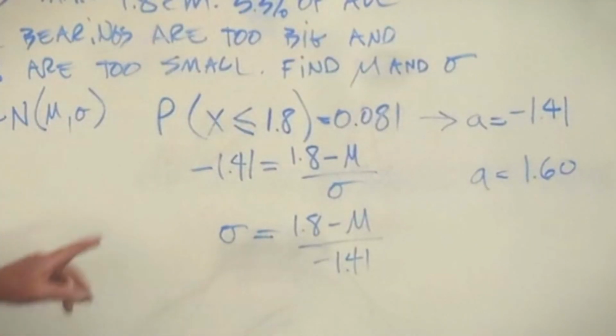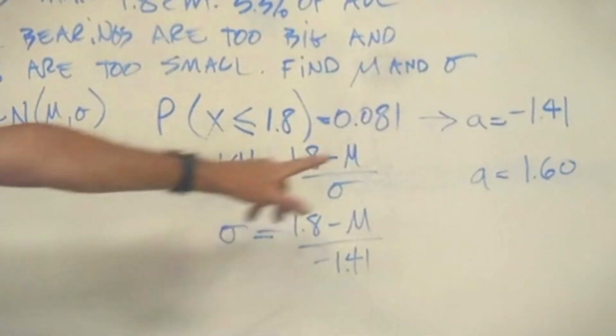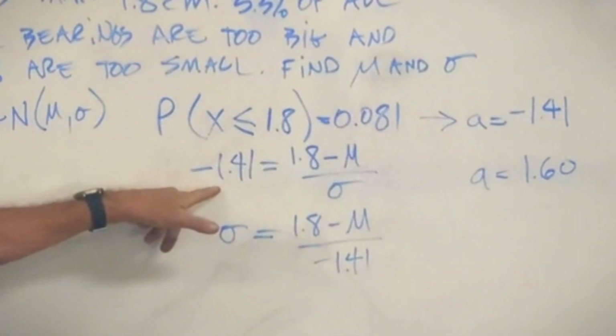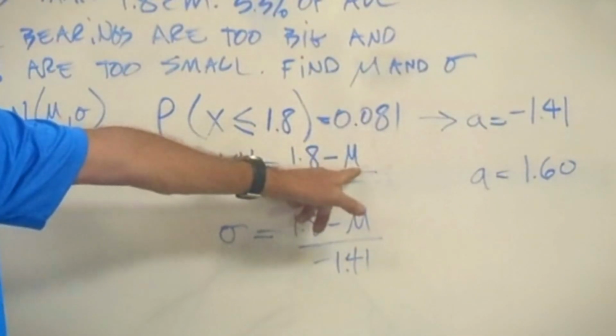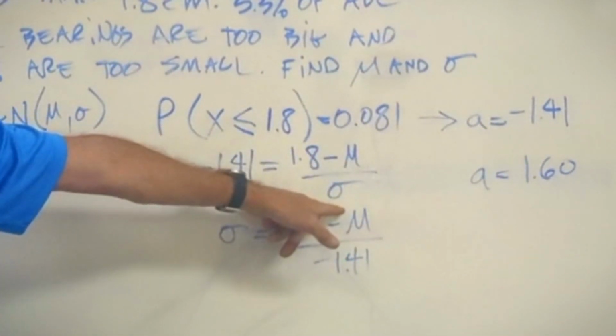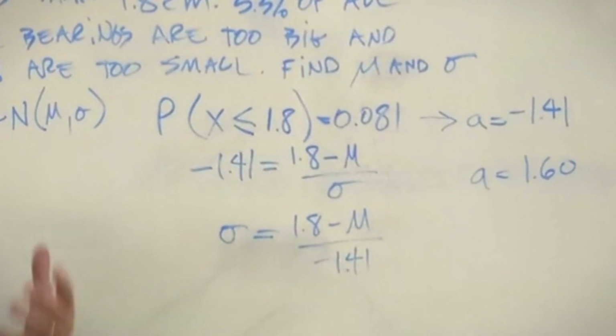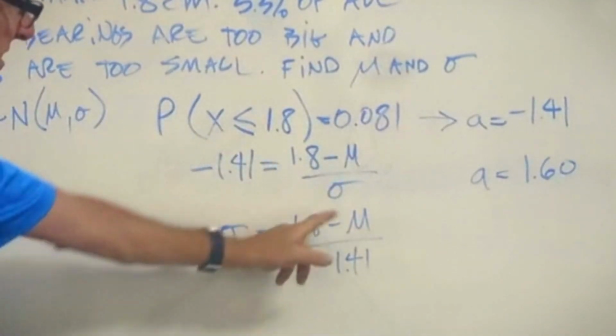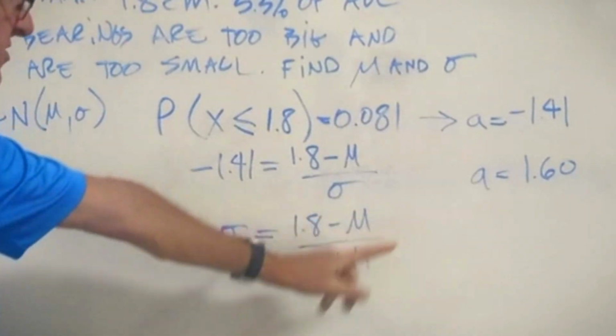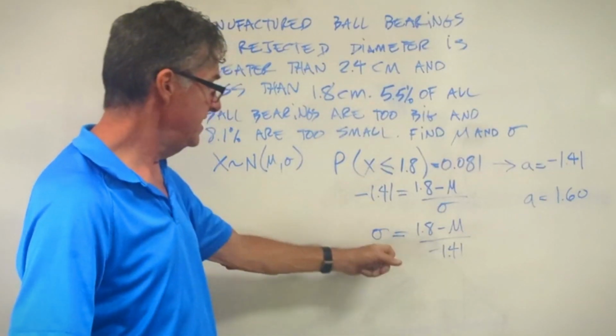Okay, so what I did is I used my standardization equation. I got my z value, I put that out here, and then I have my x, which I know, that's the 1.8, minus mu, that's not known, and sigma, not known. So what I'm going to do, because it's easiest, is I'm just going to solve this equation for sigma. So I just switch these around, and now I have 1.8 minus mu over minus 1.41 is sigma.